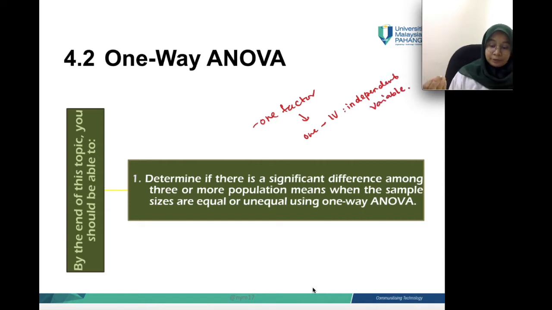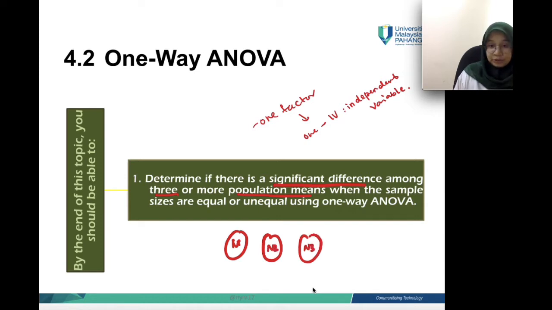In one-way ANOVA, we want to determine if there is a significant difference among three or more population means. For example, you have one population, two populations, three populations. You have mu1, mu2, mu3. You want to know, is there any similarity among these three mu? You can use one-way ANOVA.